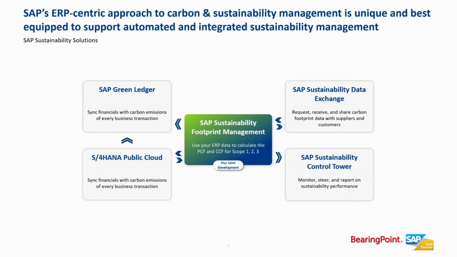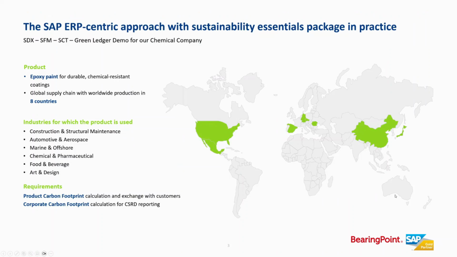To implement this integration, we will focus on cloud-based solutions, and we will start with the Sustainability Data Exchange platform, then the SAP Sustainability Footprint Management, which is our joint development with SAP together, the Green Ledger, and last but not least, the Sustainability Control Tower. Together, these tools provide a comprehensive foundation for embedding carbon-related data into enterprise-wide processes and decision-making.